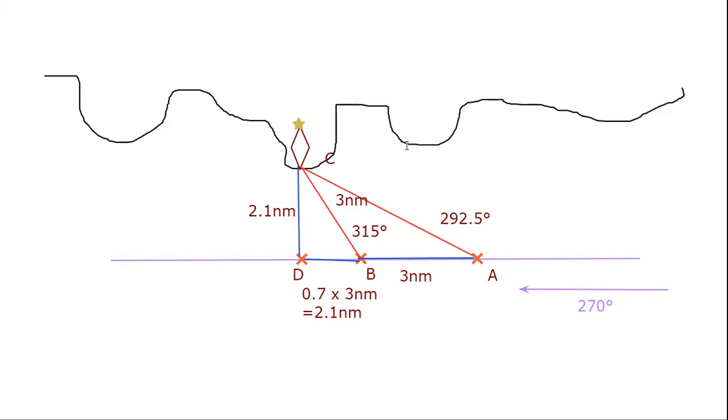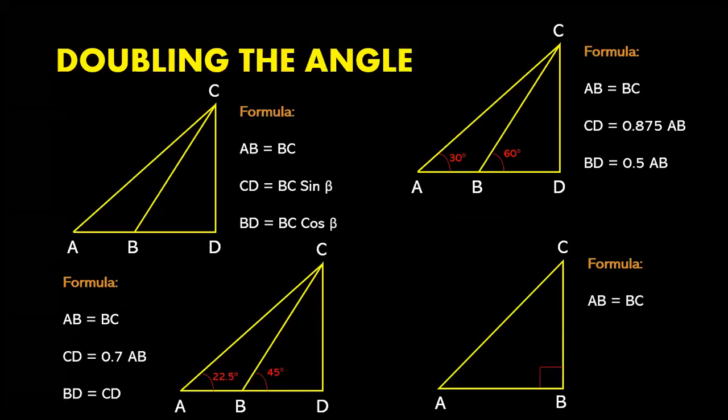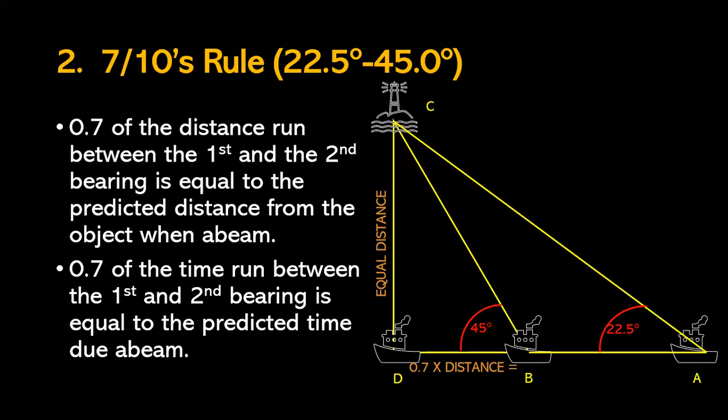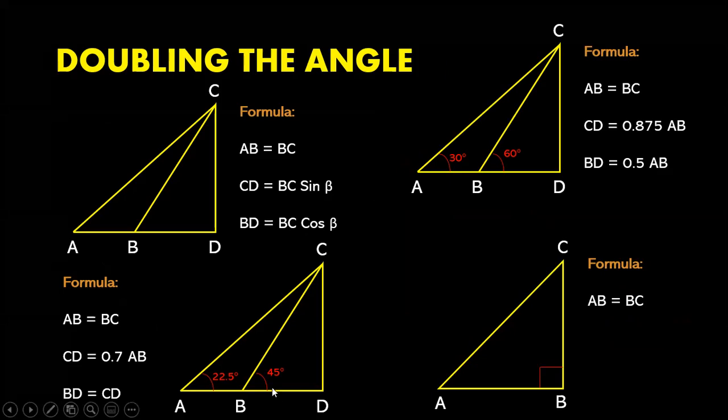So let's go back to the rule. Okay, back to our PowerPoint. We have here the formula in finding the 7/10's rule. The formula we're going to use in the 7/10's rule, since 0.7 will be our reference, is this: 22.5 degrees, 45 degrees. So AB is equal to BC, which is right, we got that earlier, they are the same. So to get CD or BD, you need to multiply 0.7 to the value that you extracted from A and B. And once you get this, C and D is also equivalent to B and D. That's all for the class.